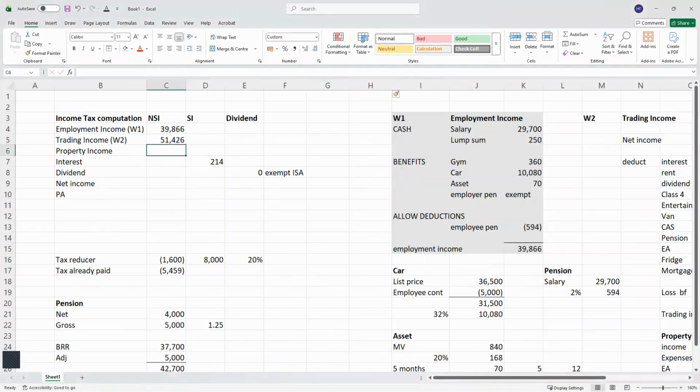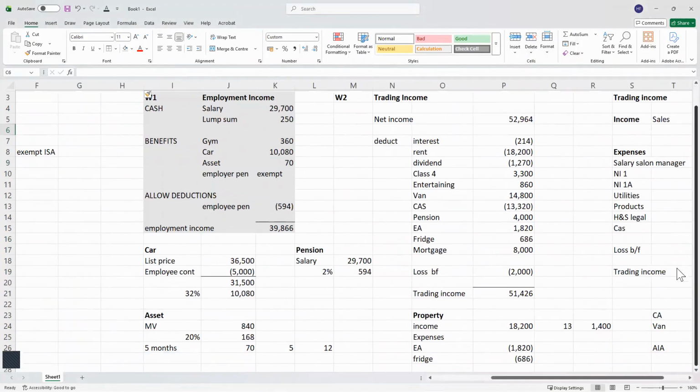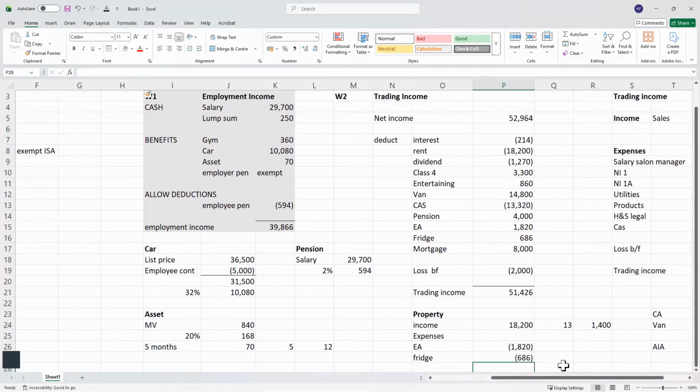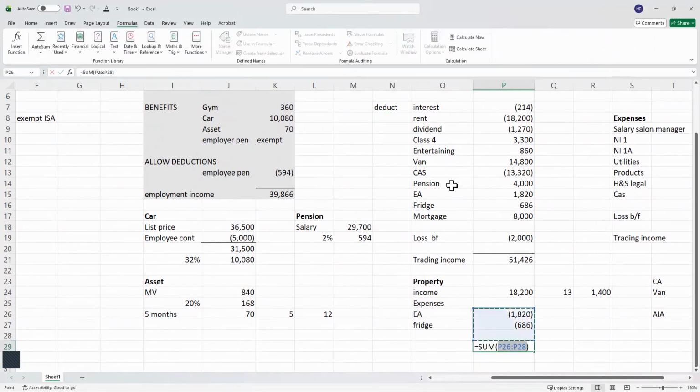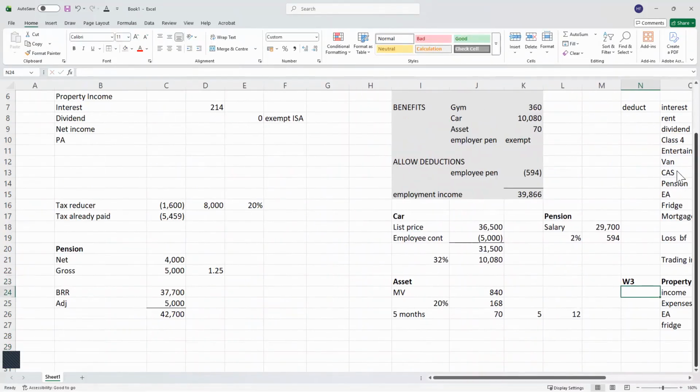We now need to bring in the property income. So we did a working for property income over here. We had the income that was taxable in the year on a cash basis, the estate agent's fees, and then the fridge. So if we sum all these amounts up, that gives us property income of 15,694, and we can call that working 3.